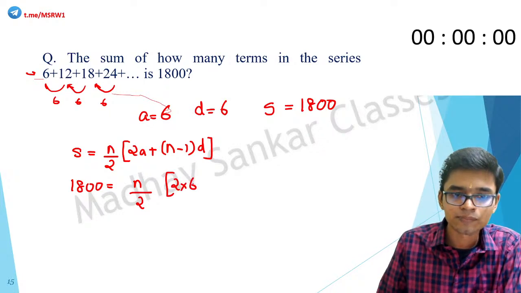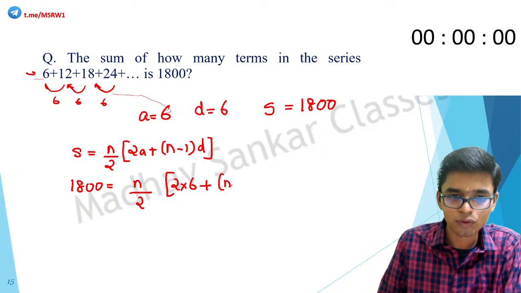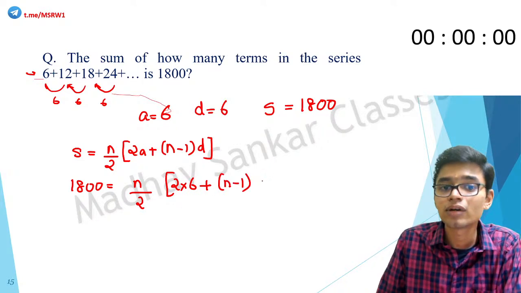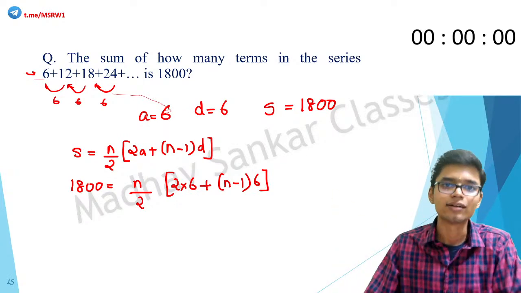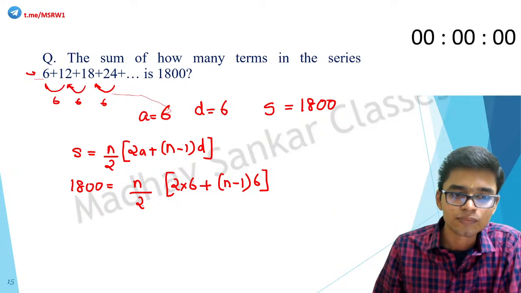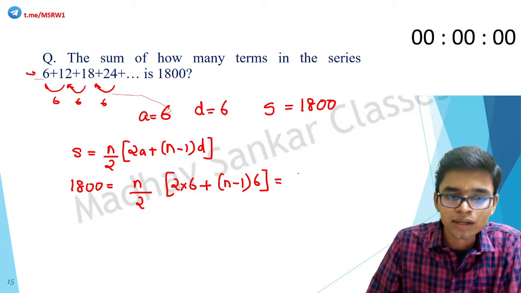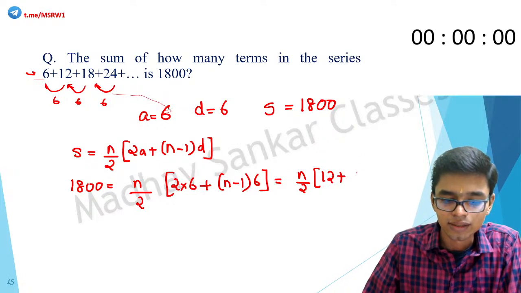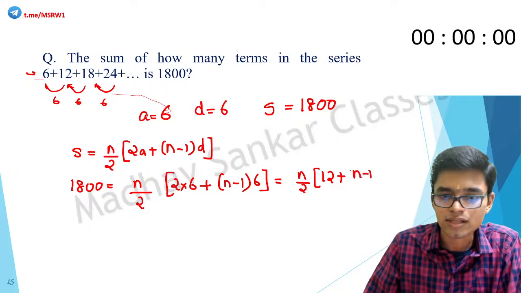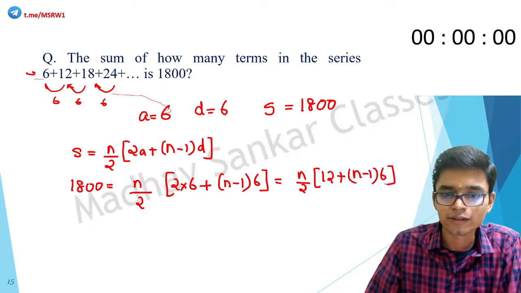It is 6. Plus, we do not know the value for n, so n minus 1 into, what is the value for d? It is 6. Now let's solve it and find the value for n. So this is equal to n by 2 into 12 plus n minus 1 into 6. I will put it like this because we can cancel out later.